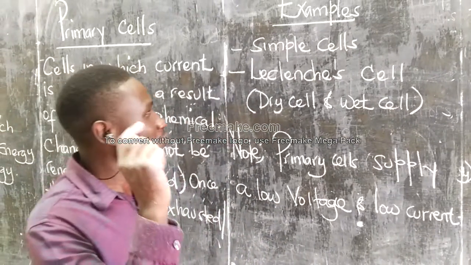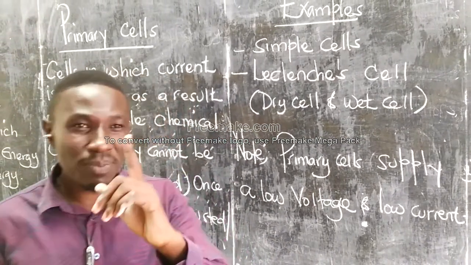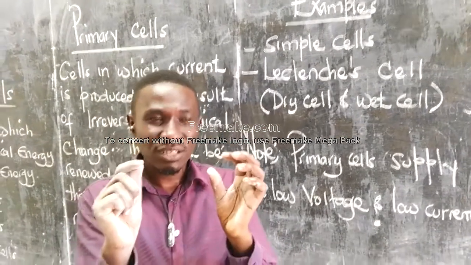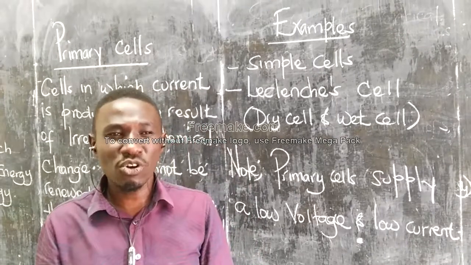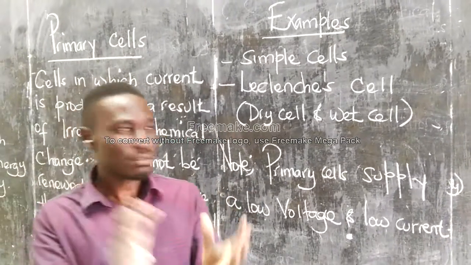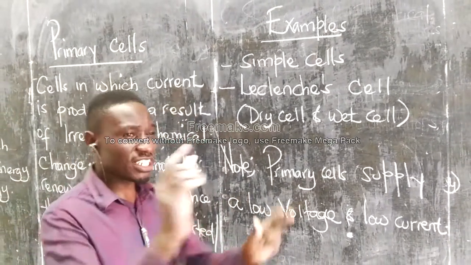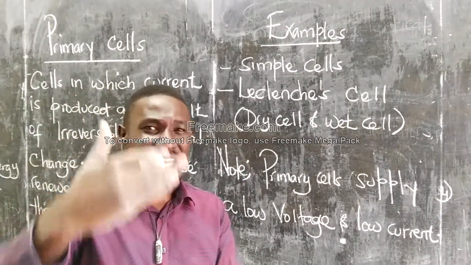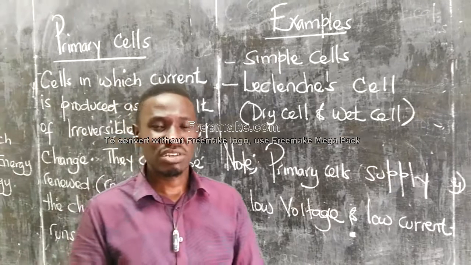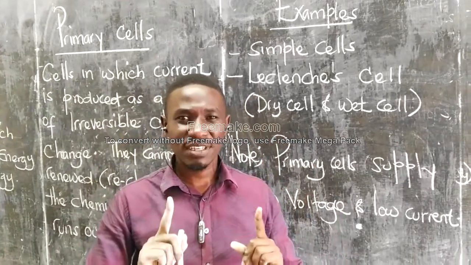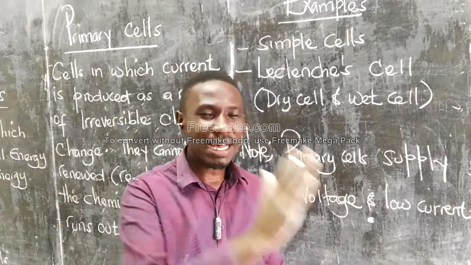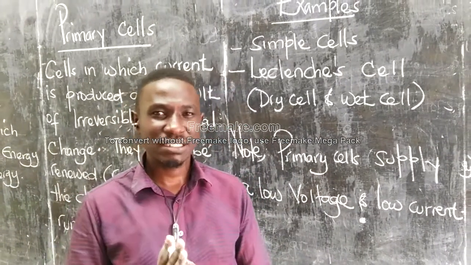But to begin with, let me talk about a simple cell. Now, a simple cell, you can even make it at your home. You just get a tin, and then you fill it with dilute sulfuric acid. Then you get 2 rods. I will just call them electrodes. One should be copper, and then another one should be zinc.